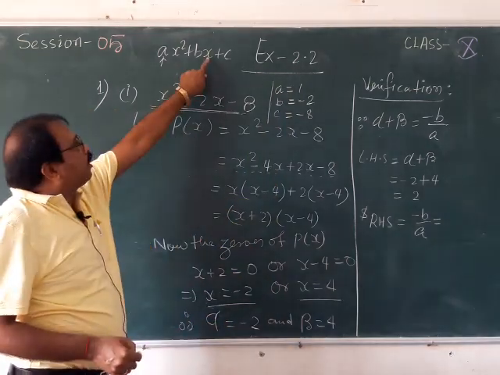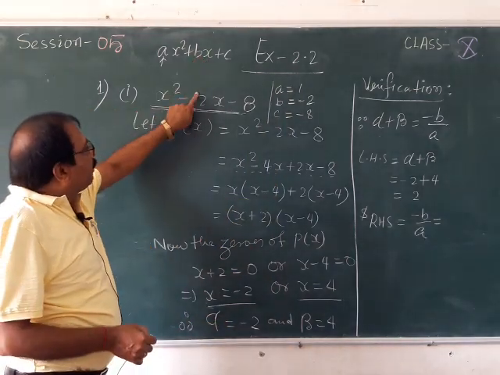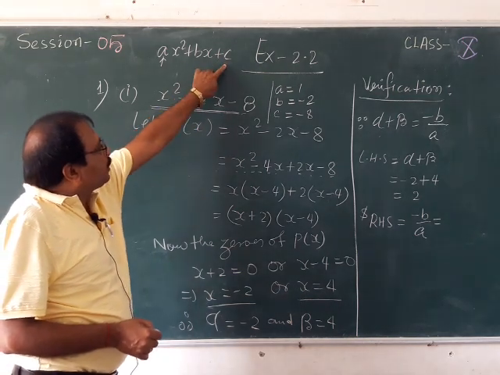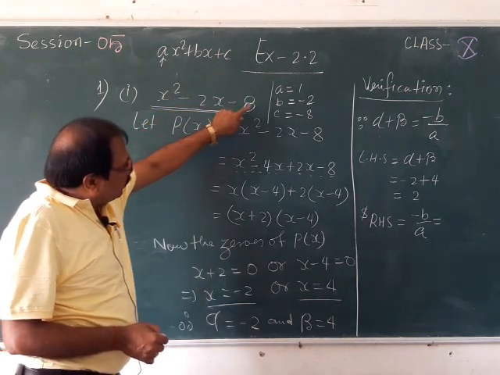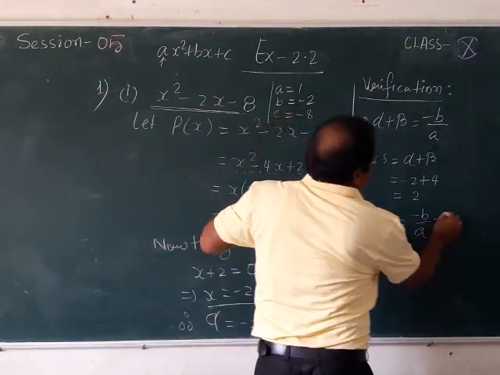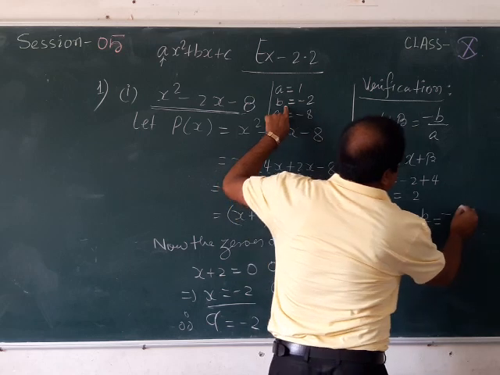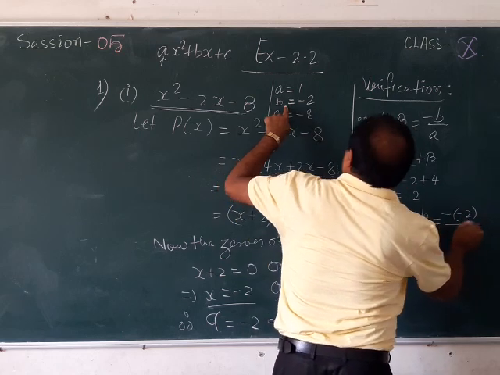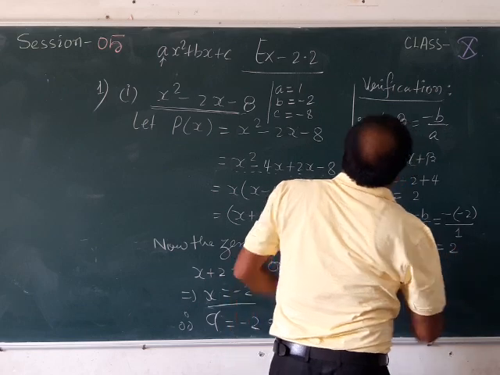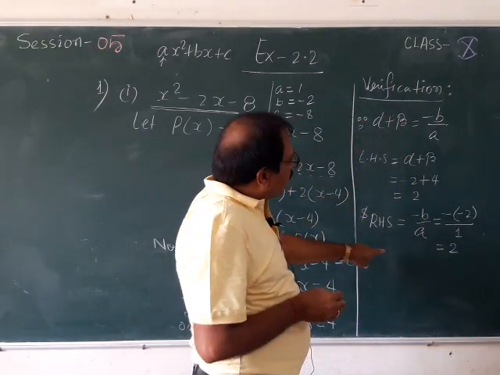And what is the coefficient of x here? That is b. At the place of b you can see you are having minus 2, and at the place of c you are having minus 8. So a, b, c values you are having, and minus b means put here minus sign, and value of b is minus 2 and value of a is 1. So ultimately you are getting 2. That means the first relation is verified.